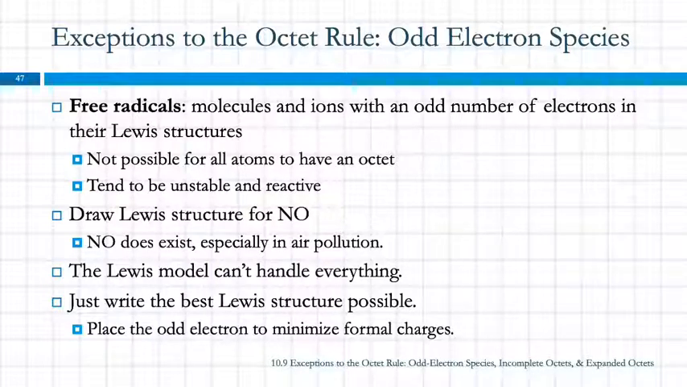So these are called free radicals, molecules or ions that have an odd number of electrons in their Lewis structures. It's just not possible for the atoms to have an octet. Because they can't fulfill the octet rule, these tend to be unstable and reactive. So they will tend to react in a way that does complete their octets.